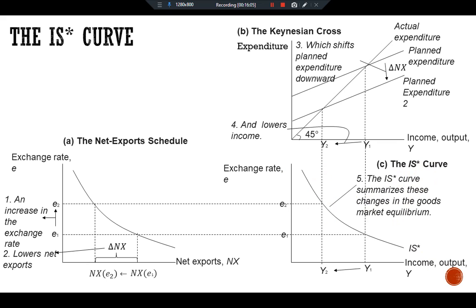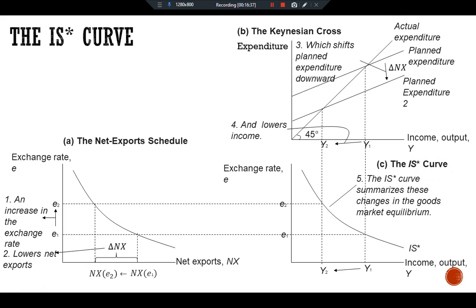So the IS star curve slopes downward because a higher exchange rate reduces net exports, which in turn lowers aggregate income. To show how this works, we combine the net export schedule and the Keynesian cross, and we get the IS star curve here.